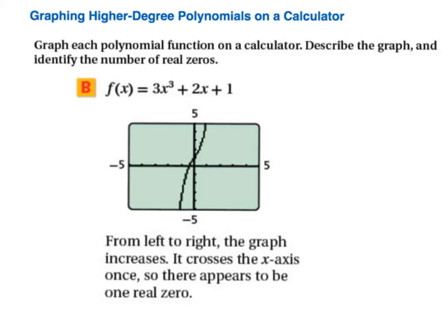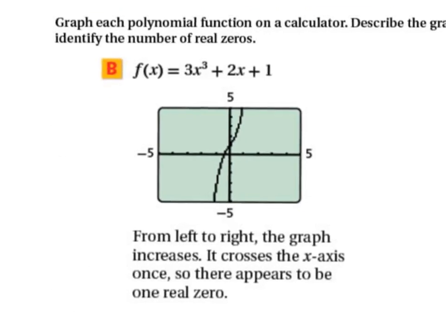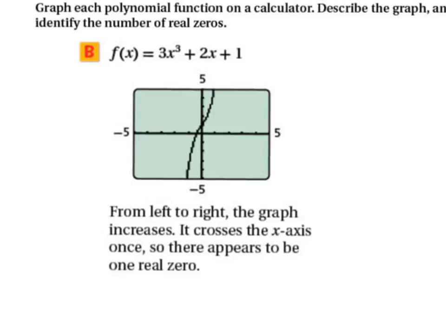Graph each polynomial function on a calculator, describe the graph, and identify the number of real zeros. So it's 3x cubed plus 2x plus 1, and when you graph that on the calculator, it'll look just like this. This one isn't too difficult to figure out in terms of where it crosses the x-axis and how many times. So there's no need to put that in on your calculator and graph it right now. But you can do the description. From left to right, the graph increases. It does not decrease. And it crosses the x-axis once, right there. So there appears to be 1 real zero.